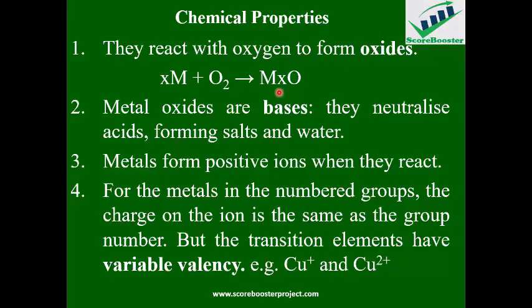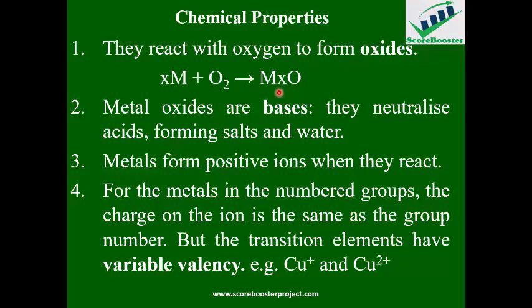Metal oxides are bases. They neutralize acid forming salt and water. When we were talking about acids, we differentiated between acidic oxide, basic oxide, and neutral oxide. During that time we said metal oxides are basic because if they are dissolved in water, they form bases. That is why when sodium oxide is dissolved in water, we have sodium hydroxide. When calcium oxide is dissolved in water, we have calcium hydroxide. So metals form oxides that are bases. It is only the non-metal oxides that are acidic.